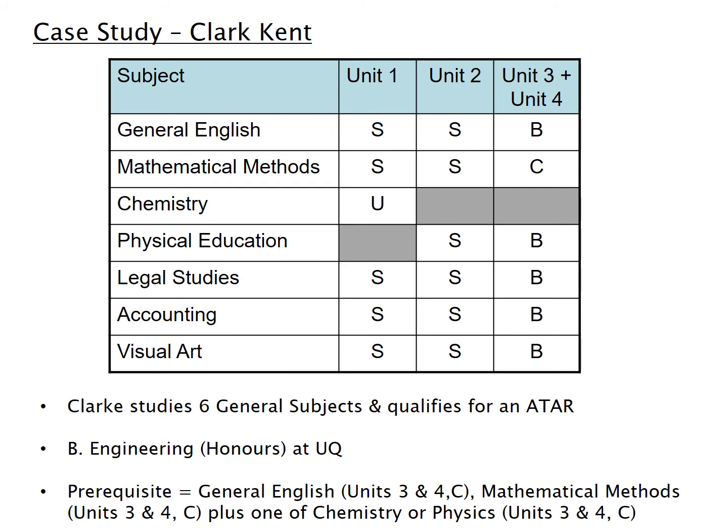So Clark's got his 6 subjects. He's getting an ATAR because of his general subjects. And we know we've already got that English prerequisite satisfied. Look, he's also passed his math methods, unit 3 and 4, so that's good. That's a tick there. But hang on, he doesn't have the prerequisite of chemistry or physics because he only did chemistry in unit 1 and he didn't pass that. So that does not satisfy that prerequisite, and there is no physics there either.